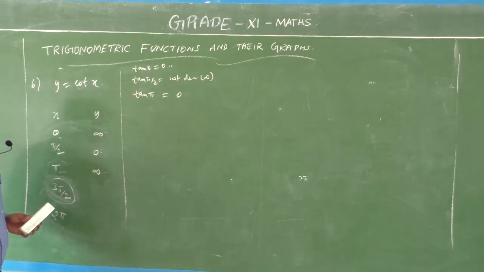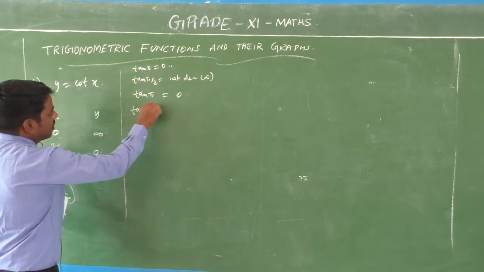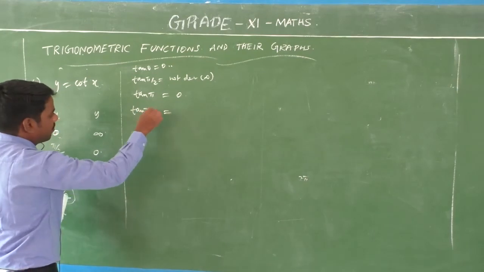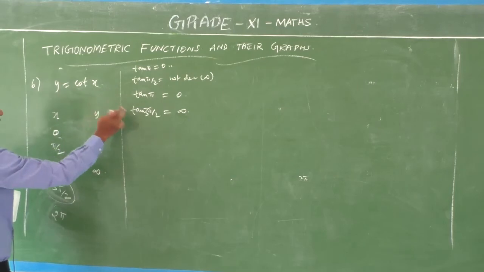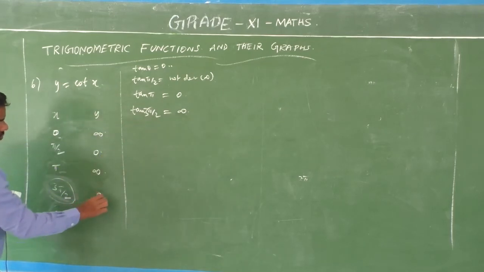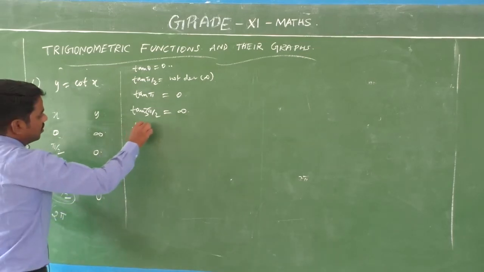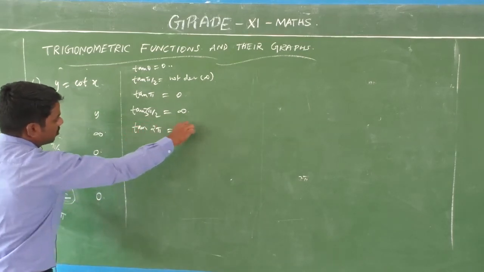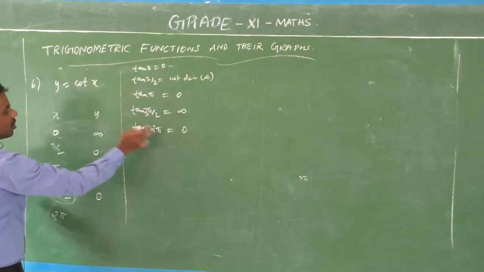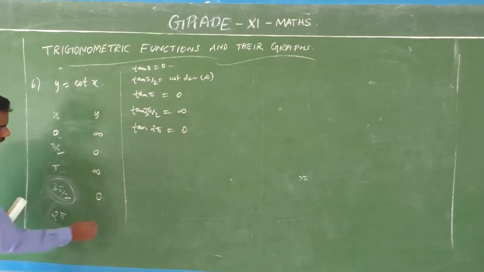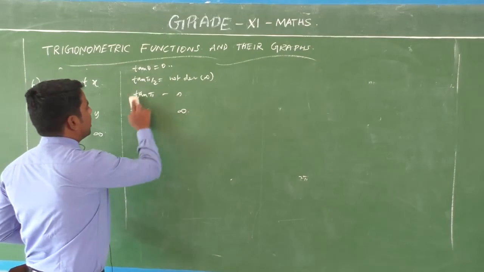Then tan 3 pi by 2 is infinite. Then cot 3 pi by 2, the reciprocal of infinite, is 0. Okay. Next, tan 2 pi value is 0. Then cot 2 pi is the reciprocal of this value. So the reciprocal of 0 is infinite. That is not defined. Right.